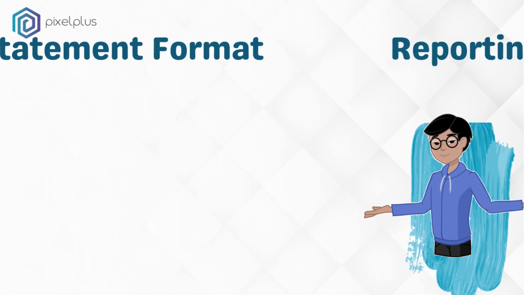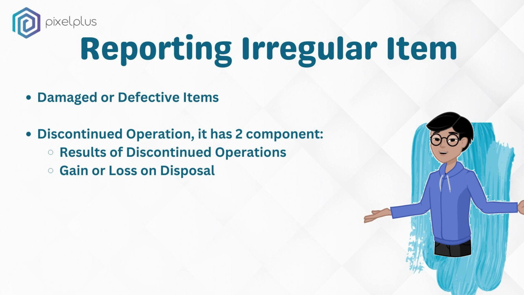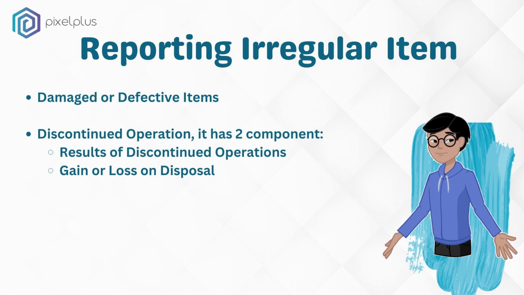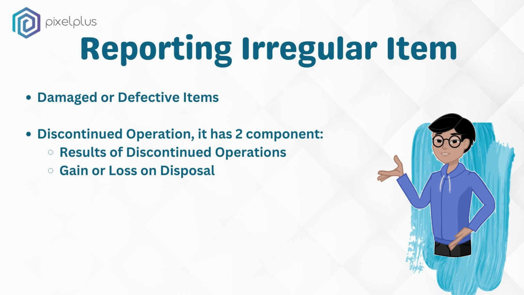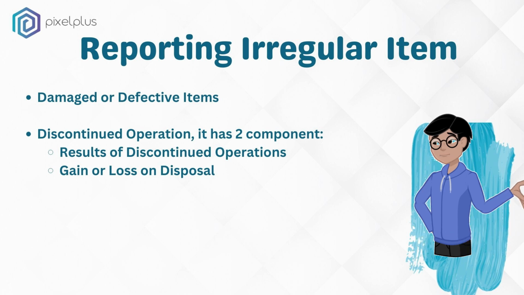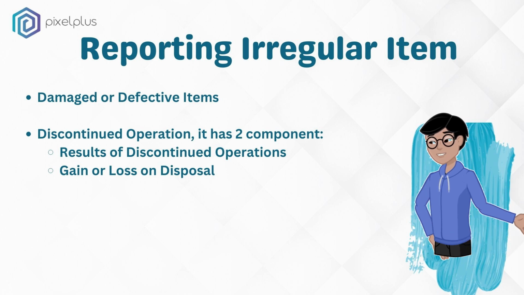The next thing is reporting the irregular item. Irregular items in financial reporting are events or transactions that are not part of ordinary business activities and do not occur frequently. They are separately reported to give users of financial statements a clearer view of a company's normal operation and financial performance. There are two types of irregular items.